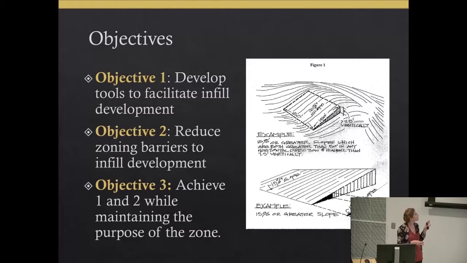First objectives come from Pima Prospers directly. To develop the tool will be the model of the zone, and then to reduce zoning barriers to infill will be how the model informs the way the zone threatens infill currently. And then the third objective, we want to do both of these without corrupting the purpose of this zone.